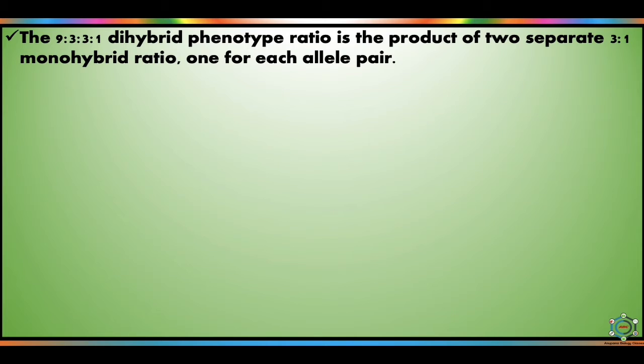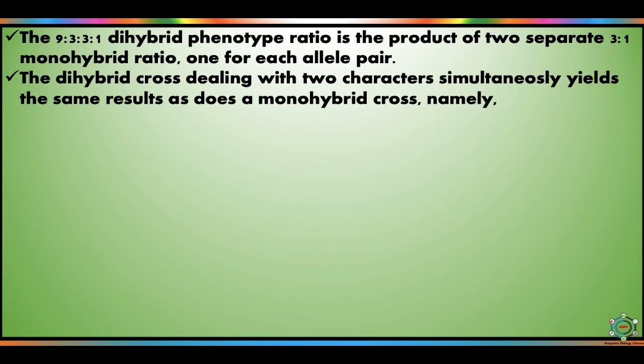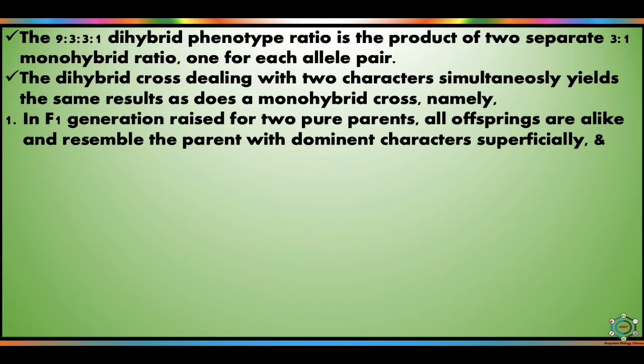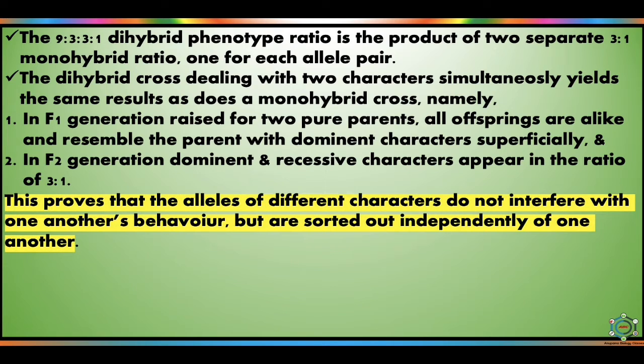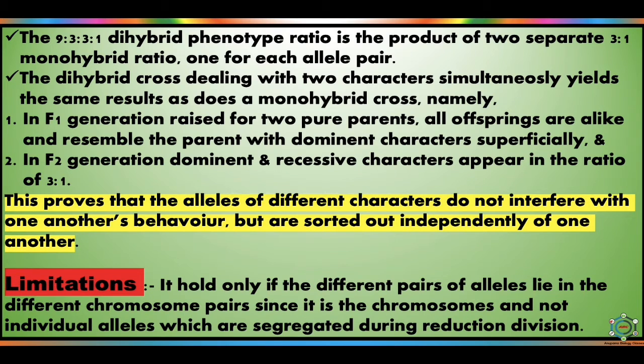Now, the 9:3:3:1 dihybrid phenotypic ratio is the product of two separate 3:1 monohybrid ratios, one for each allele pair. The dihybrid cross dealing with the two characters simultaneously yields the same result as does a monohybrid cross, namely, in the F1 generation, raised from the two pure plants, all offspring are alike and resemble the parent with the dominant character superficially. And in the F2 generation, the dominant and recessive characters appear in the ratio of 3:1. This proves that the alleles of different characters do not interfere with one another's behavior but are sorted out independently of one another.